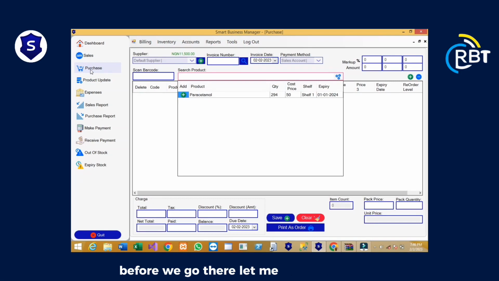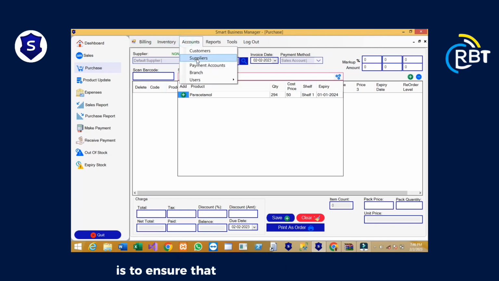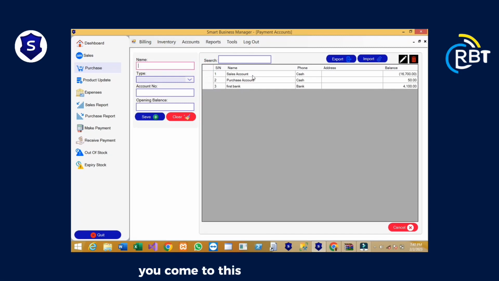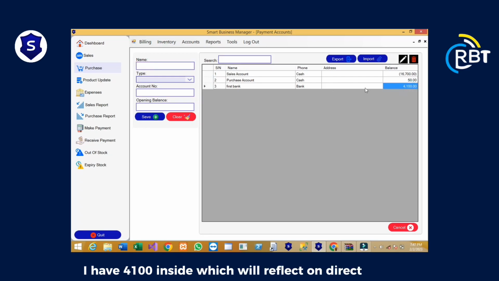Before we go there, let me simply explain what these accounts and financial management are. All you just need to do is to ensure that you come to this account. This is simply where you create different customers, suppliers, and your payment account. You come to this payment account. Now this is my first bank. I have 4,100 inside, which will reflect the money you have physically in your first bank, right?